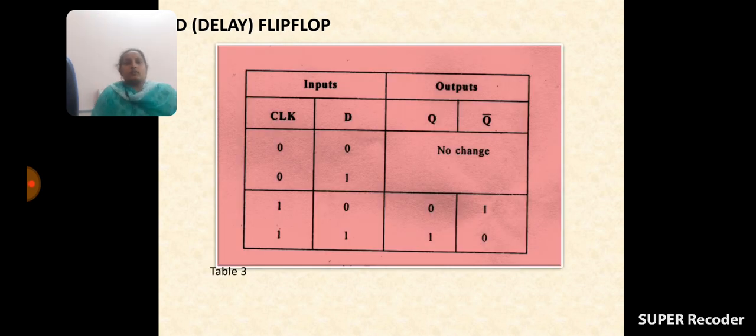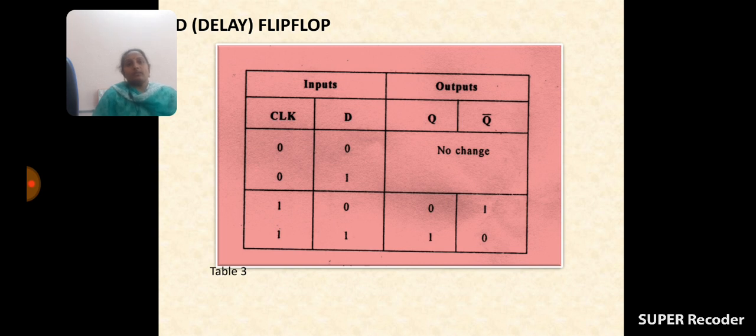this is the truth table. So if the clock pulse is 0, even though the input is 0 or 1, the output is not changed. See here clearly, the D flip-flop is also synchronous. Why? Because if the clock pulse is 0, even if the D input is 0, the output is not changed. If the clock pulse is 0 and the D input is 1, the output is also not changed.